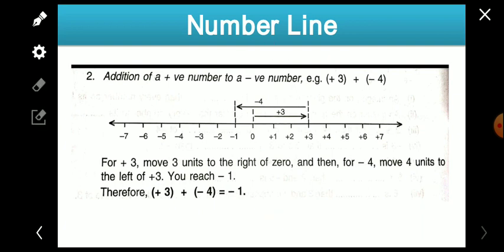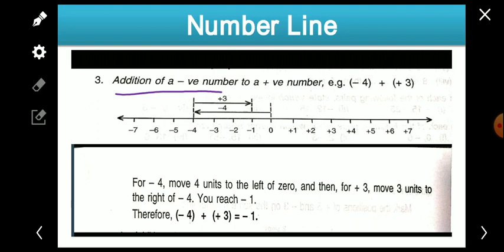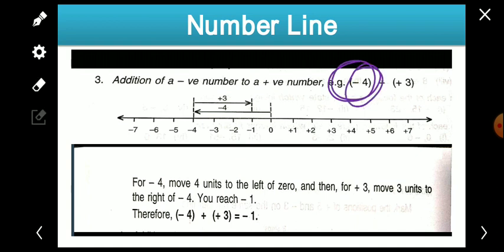Okay, now the addition of a negative number to a positive number. When the first number is negative and the second number positive, then how to add the positive number to the negative number? Very simple it is. At first we take minus 4. At first minus 4 is there, so obviously negative numbers lie on the left side of 0, so we will move to the left side of 0. How many units? 4 units. So 1, 2, 3, 4, 4 units we have moved. We have reached minus 4.